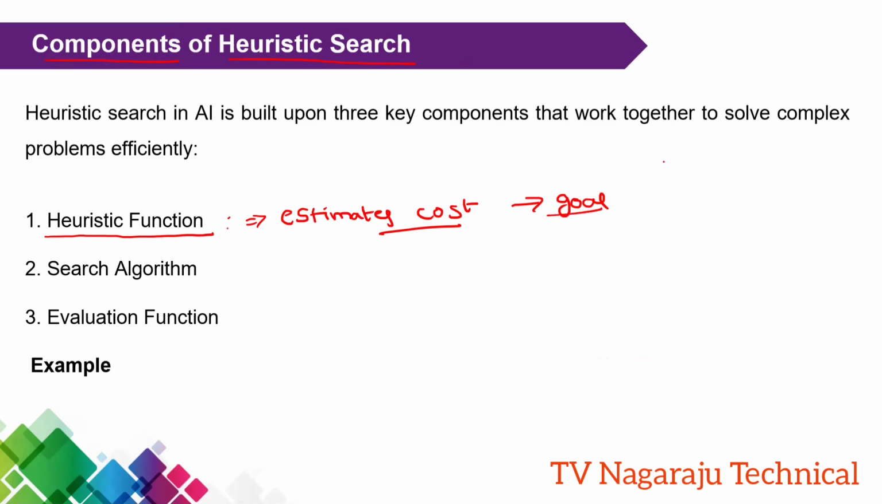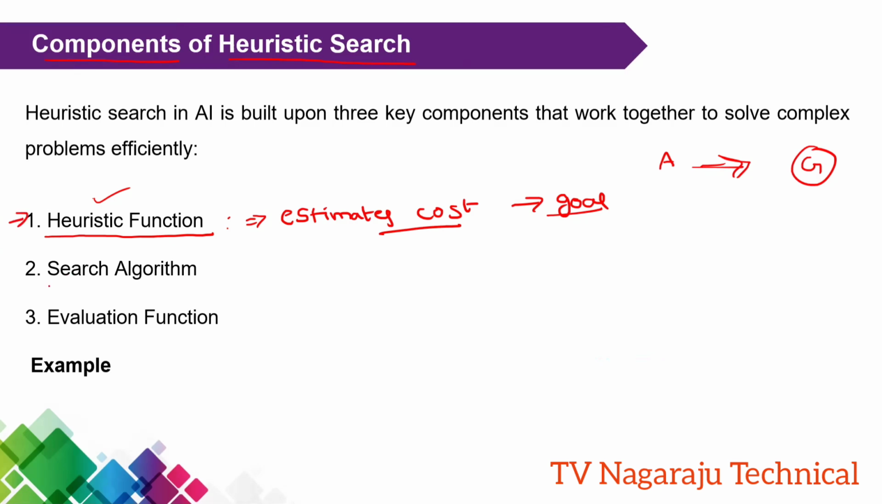the given state. Suppose I am at state A and G is my goal. What is the cost of reaching from A to G? That cost is estimated by using this heuristic function. If the heuristic function is well designed, it obviously identifies the lowest cost and improves the speed.